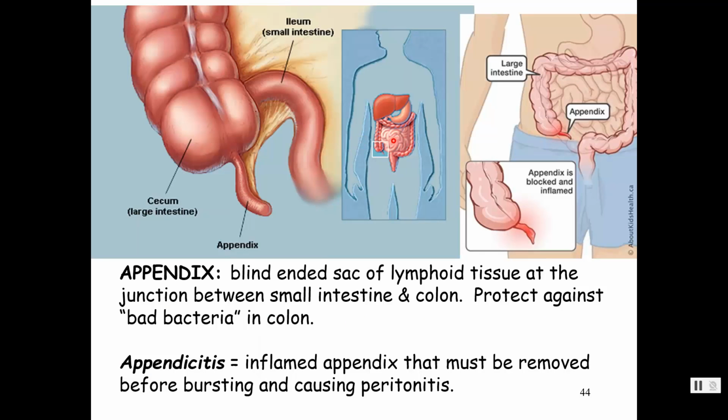So the small intestine is right here in the middle, and then we go small intestine, large intestine. So right here at the junction between the small intestine and the large intestine, you've got this first part of the large intestine called the cecum. That's where you'd find the appendix. And the appendix is a blind-ended sac, and it is lymphoid tissue.